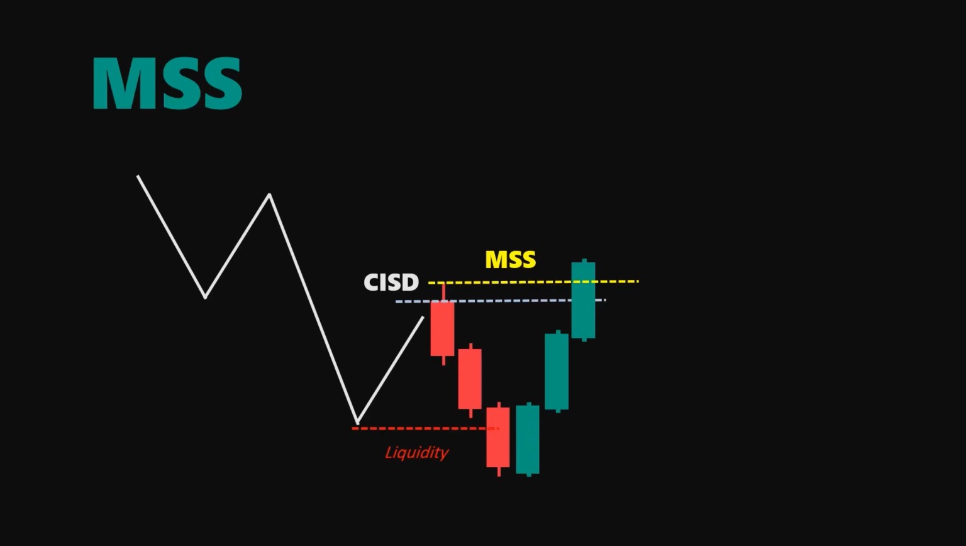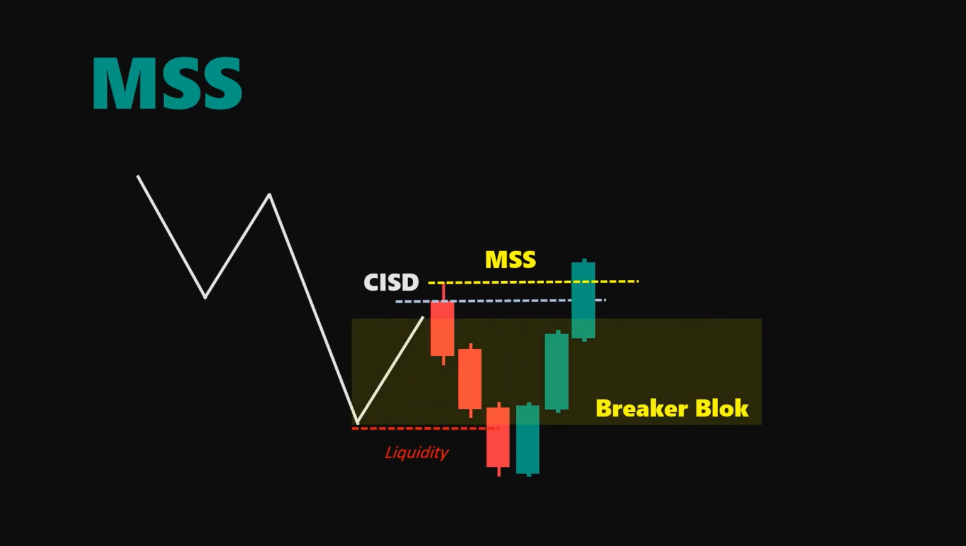After the low that formed the lower high, you'll often notice a cluster of bullish candles, those that close higher than they open. This usually forms what's known as a breaker block. You can mark that area on your chart as it often becomes a key zone for price action.